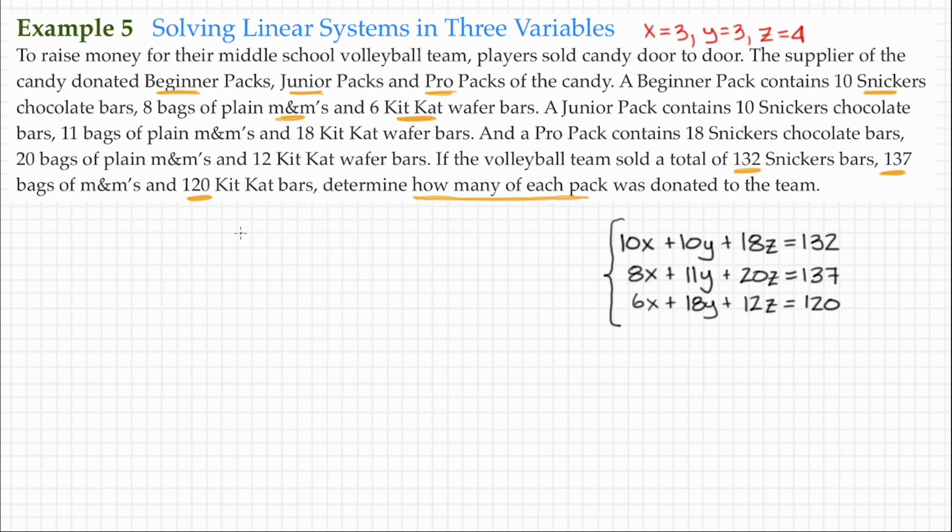So we'll do 10 times X, and X is 3, plus 10 times Y, and Y is 3, plus 18 times Z, and Z is 4. And this should all equal 132. 10 times 3 is 30. 10 times 3 is 30. 18 times 4 is 72. Add them all up, and it comes out to be 132. Let's check the next equation.